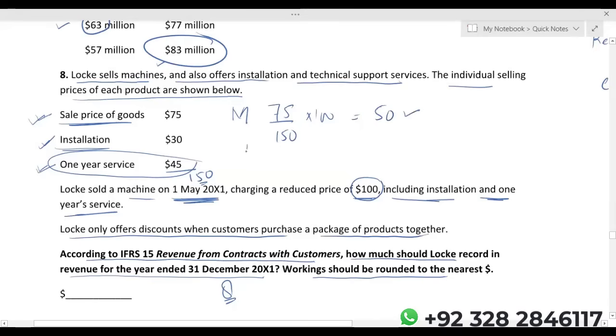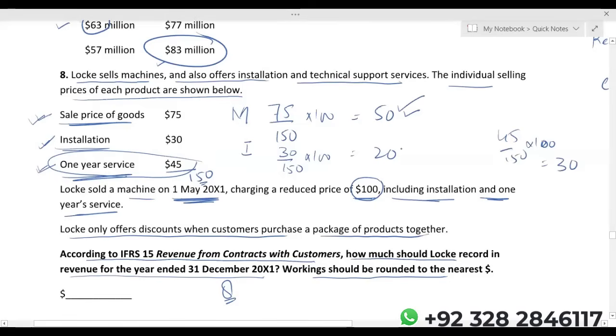The installation one, 30 divided by 150 into 100. How much revenue belongs to the installation? That's 20. So obviously the entire price is 100. Out of 100, 50 belongs to the sale of machine, 20 belongs to the installation. So remaining 30 actually belongs to 1 year service. Otherwise, you can do one thing, 45 divided by 150 into 100, definitely we will get 30.